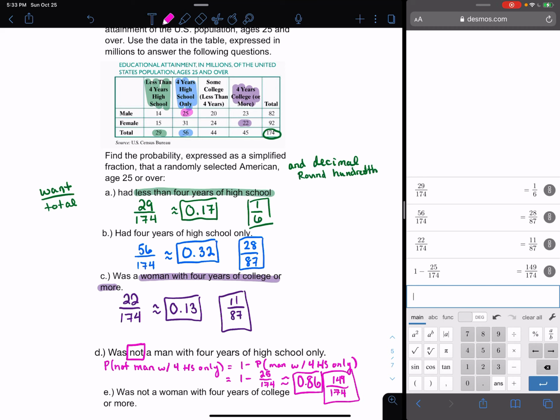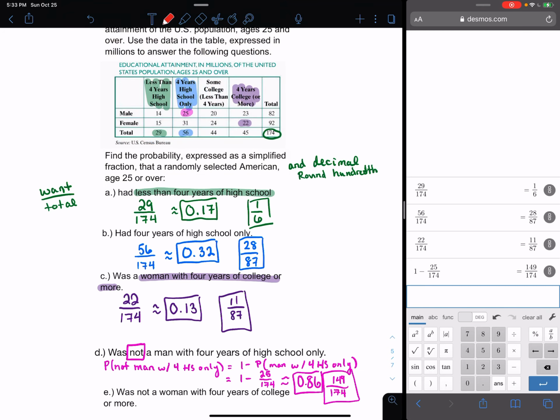One thing I want to point out is that a common mistake I see is people will instead just tell me 31 over 174, because they'll just look at the females in the 4 years of high school only. Notice what they said though. We want was not a man with 4 years of high school only. So we want everyone except those 25 people, the males with 4 years of high school only. So we want to include everyone that had less than 4 years of high school. We want to include the females with 4 years of high school only. We want to include everyone with some college and everyone with 4 years of college or more.